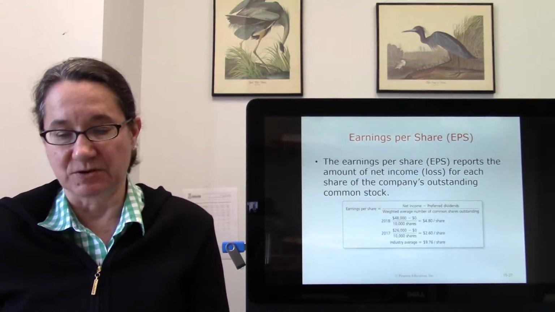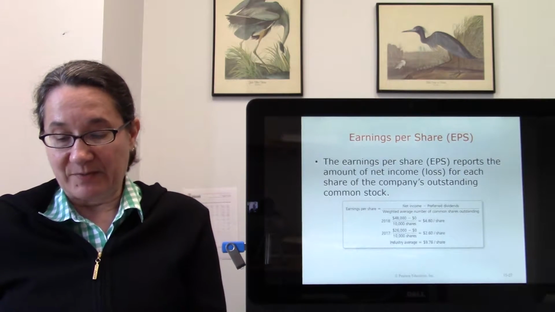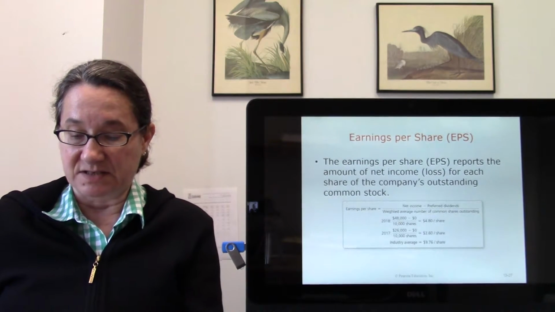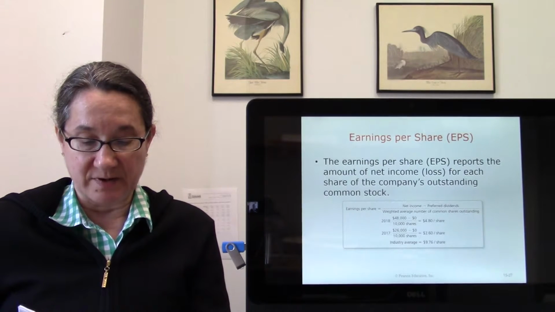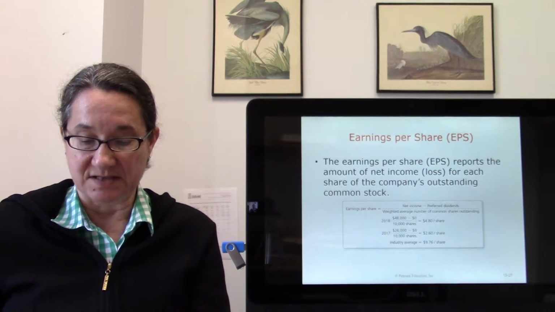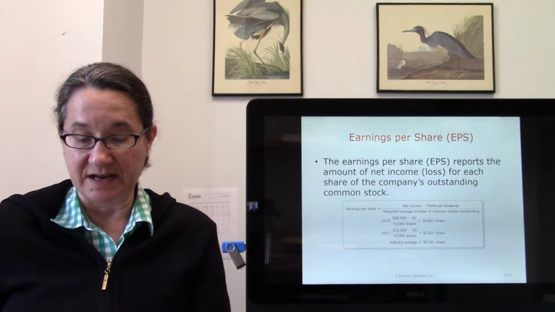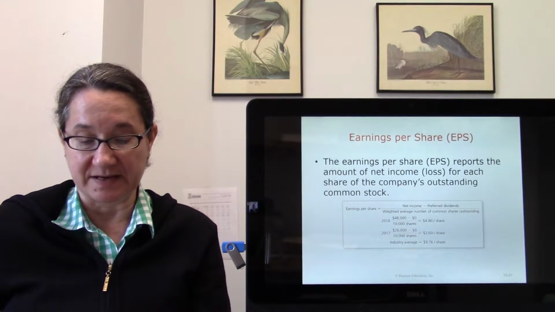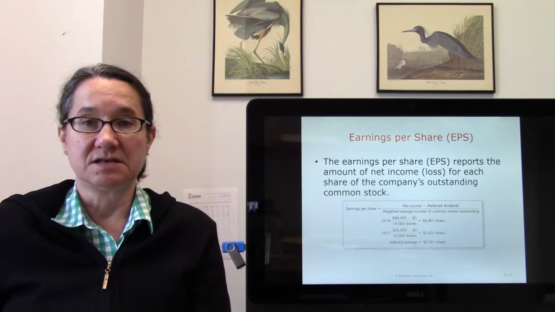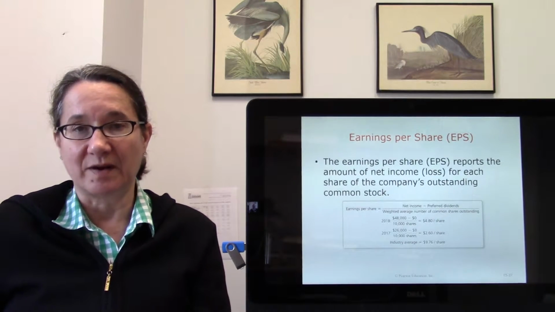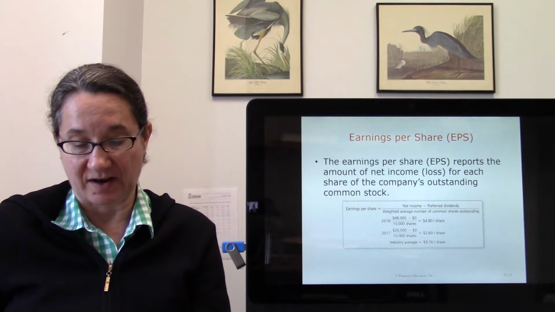EPS, earnings per share, is perhaps the most widely quoted of all financial statistics. EPS is the only ratio that must appear on the financial statements. Earnings per share reports the amount of net income for each share of the company's outstanding common stock. That's why, when we learned about common stock, we talked about issuing stock and keeping track of that.